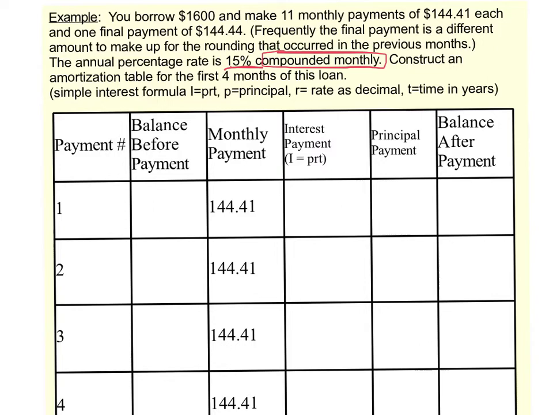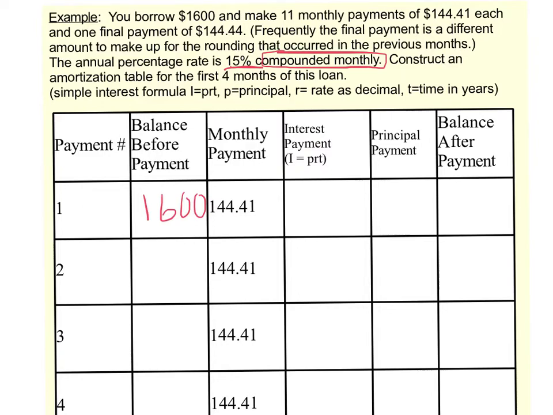So here's what you do. You take the balance before your loan, which was the $1,600 loan, and then you're going to pay the bank $144.41 that first month. Well, they don't just subtract it off what you owe. They're going to take some of that money that you pay them, and they're going to keep it. That's called interest. And then whatever they don't keep from here, they're going to subtract off of your loan, and that's going to be your new balance.